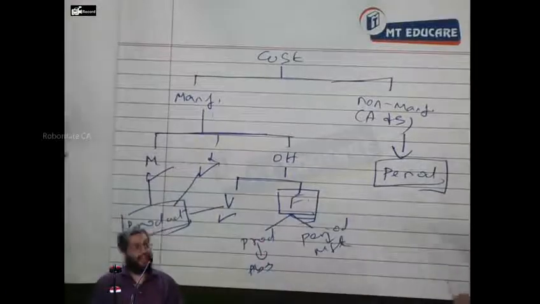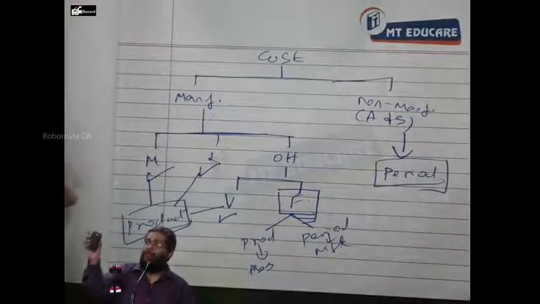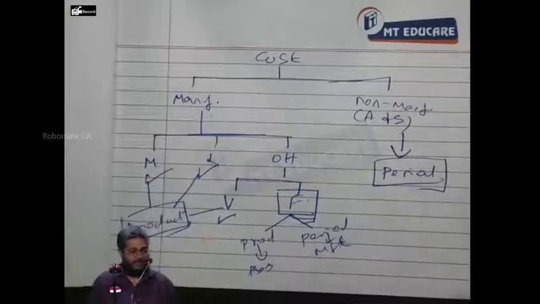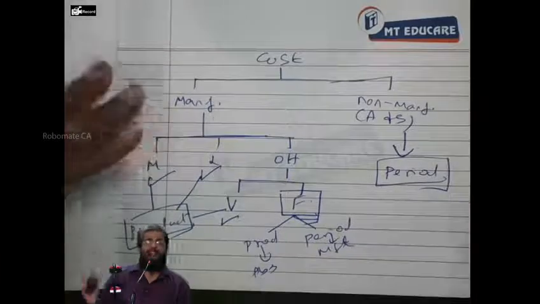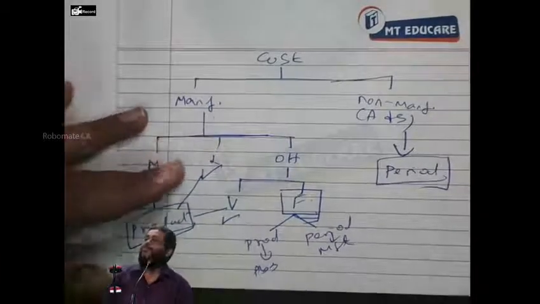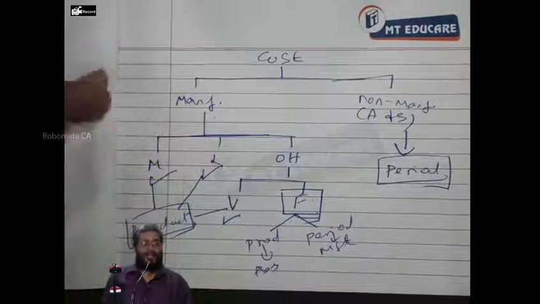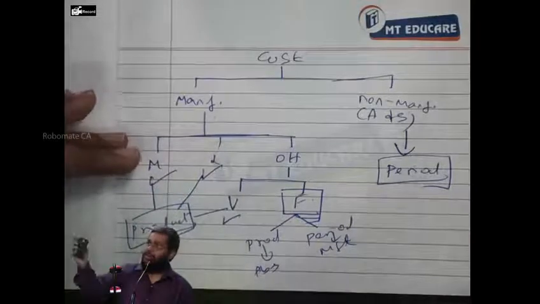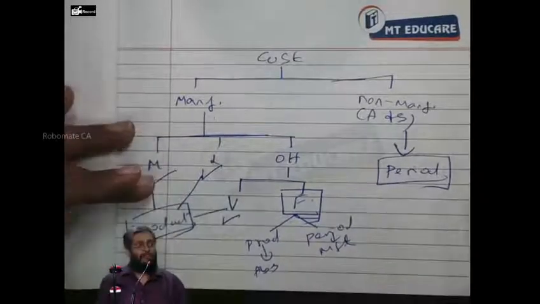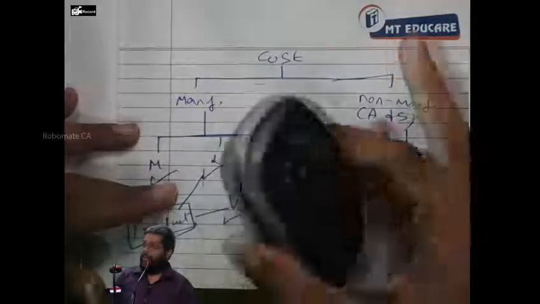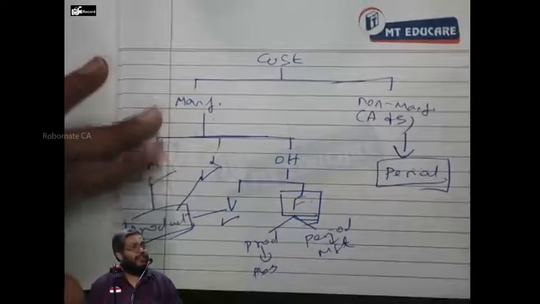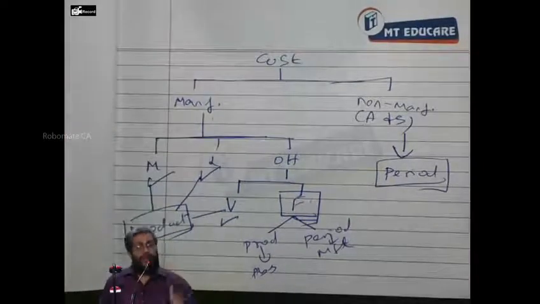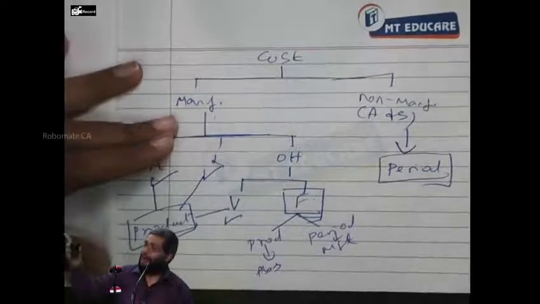Absorption costing system. Point number one. Are you following or not? Tell me: stock should be valued at total cost. True or false? False. Stock should not be valued at selling price, it should not consist of profit. Stock should be valued at total cost, true or false? False. Stock value should not consist of non-manufacturing cost. Stock should be valued at manufacturing cost. True or false? It is true for absorption costing, false for marginal costing.